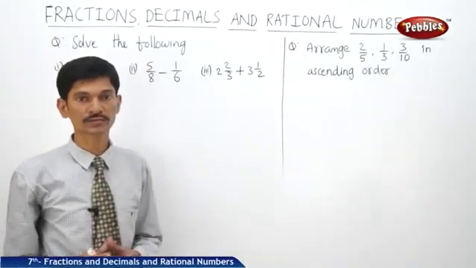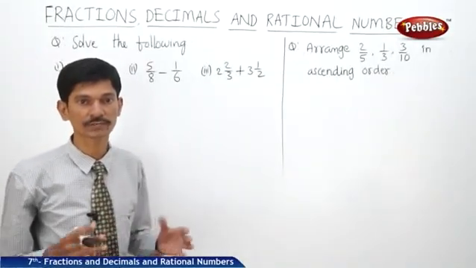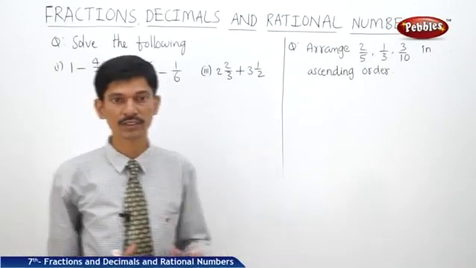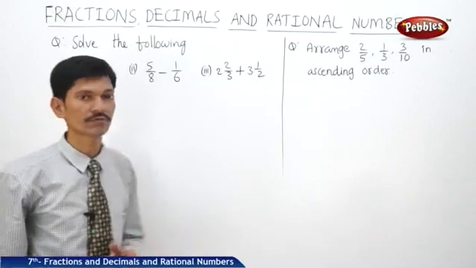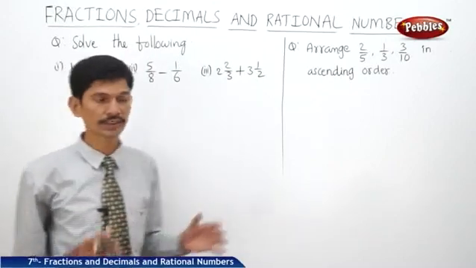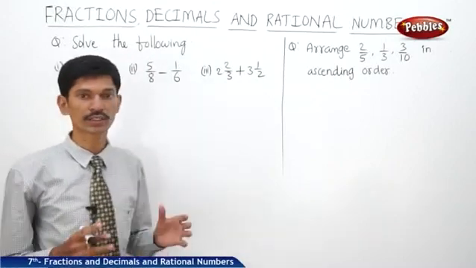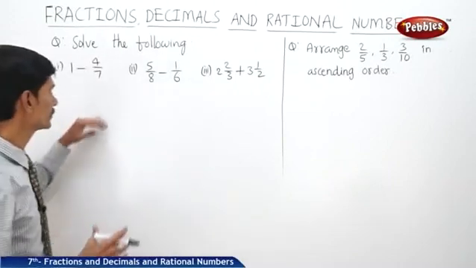Now so far we have discussed what is the proper fraction, what is improper fraction and a mixed fraction, and we have also seen what are the like fractions and what are the unlike fractions. Now we can add or subtract only the like fractions. Now let us see the question.